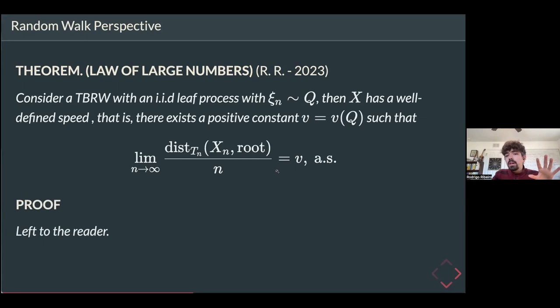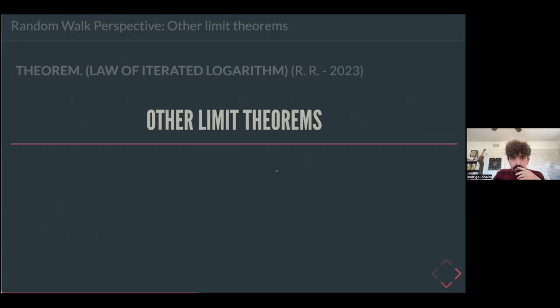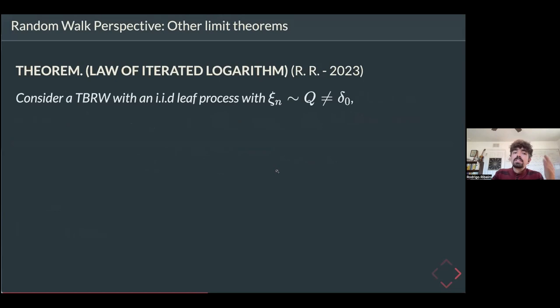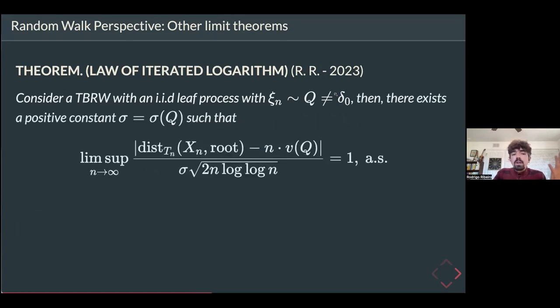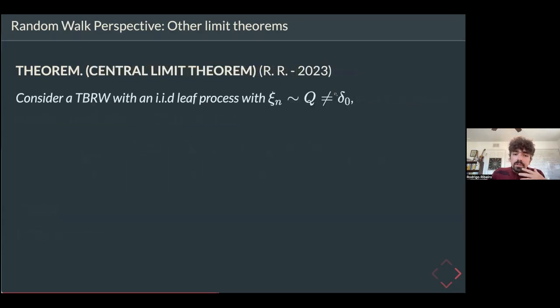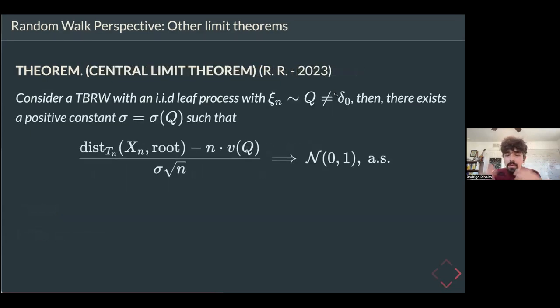So we also have other limit theorems. Under the same settings, an IID leaf process, of course with a distribution different than the one that puts the whole mass on zero, because otherwise the walker is walking on a fixed graph and is not adding any vertex. Then we also have a law of iterated logarithm, and we also have CLT theorems for the distance, and functional CLT theorems.